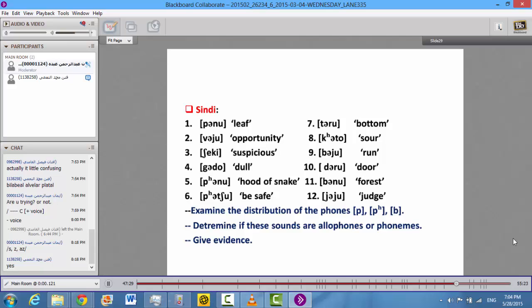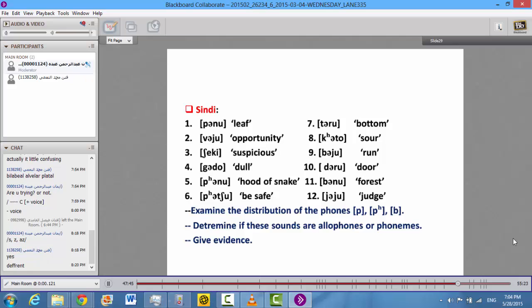Are these three sounds allophones of the same phoneme or different phonemes? They are different, but are they allophones or phonemes? Check the data. For example, look at number 5 and number 11.